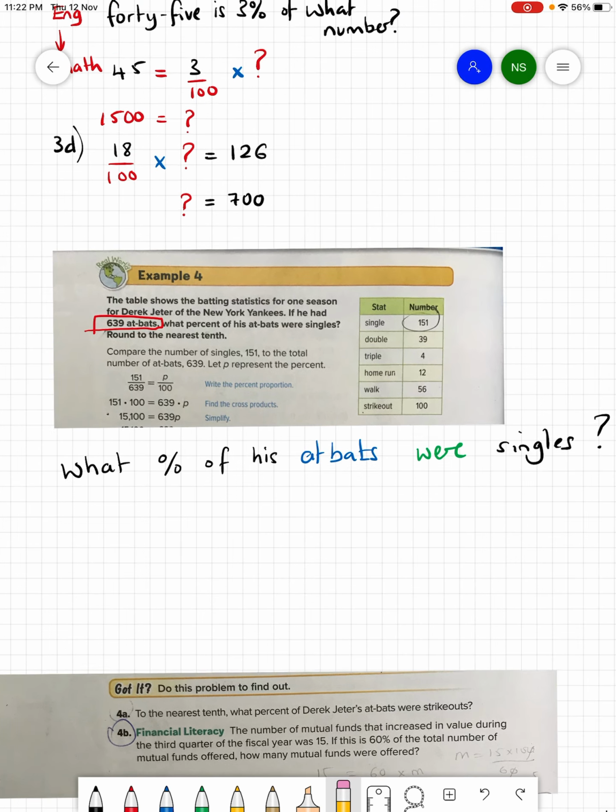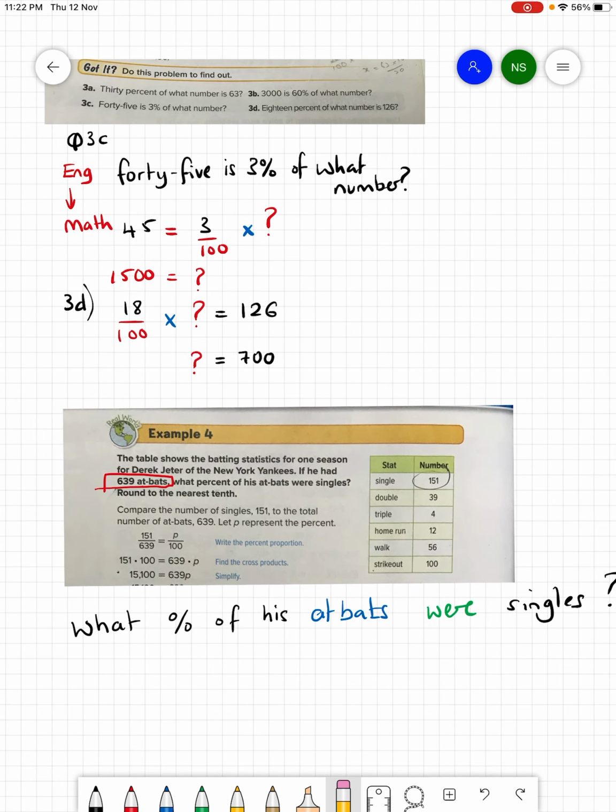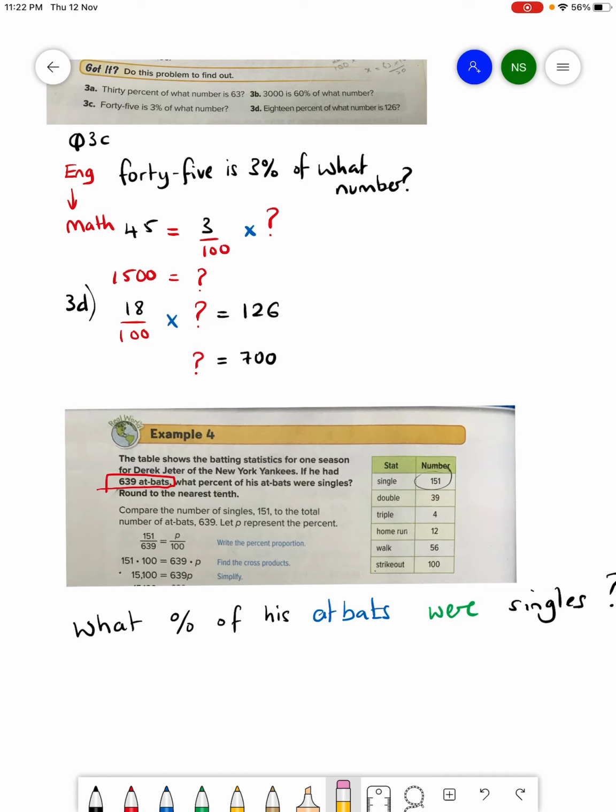We'll start from the example. Here are the answers for Got It 3C and Got It 3D, so have a look at that with all the working out. I've missed out some steps because I hope you're faster at it now. See if you got the correct answer. So we've got an answer of 1,500 for C and an answer of 700 for D. If you have any questions on that, just get in touch with me.